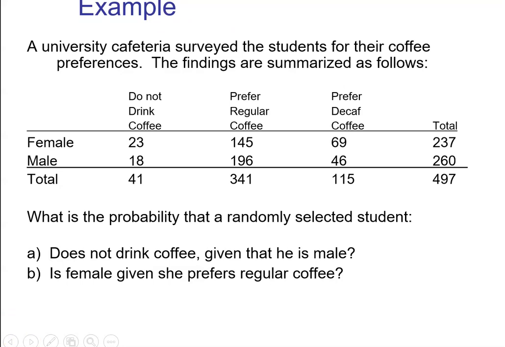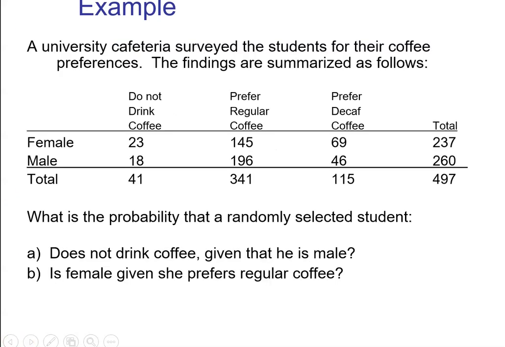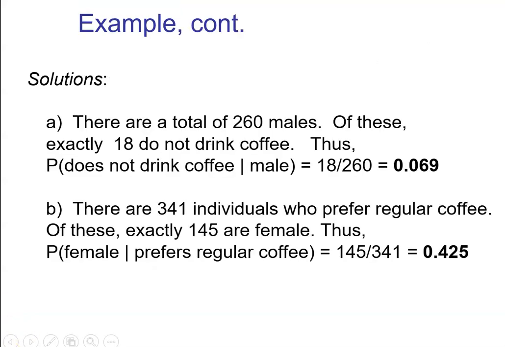All right, so here's an example. We actually did this a couple weeks ago. This is our example with males and females talking about drinking coffee, what they prefer and not prefer. The findings are summarized again below. So we want to find 2 different probabilities. What is the probability that a randomly selected student A does not drink coffee, given that he is male, and B is female, given she prefers regular coffee? Okay, so let's take a look here at our solution to that.